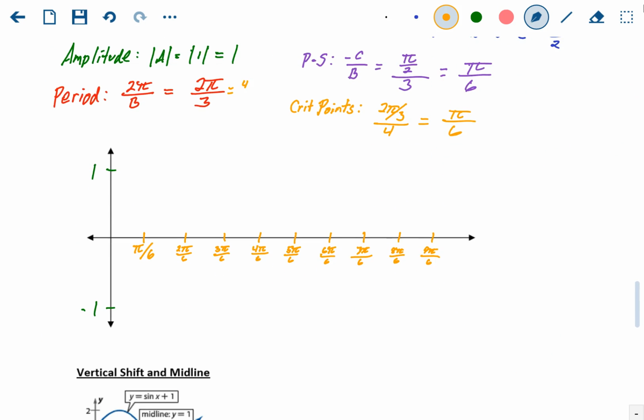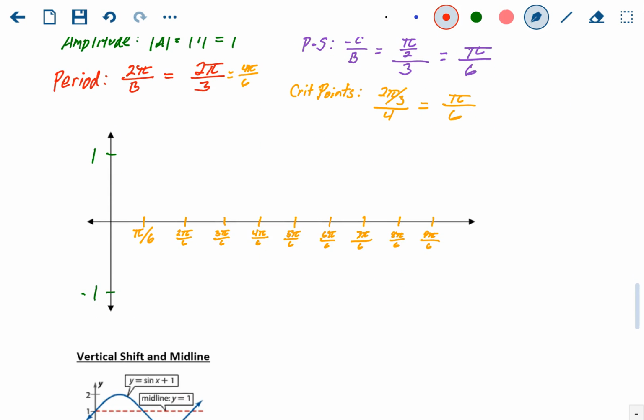It's going to be 2 full periods. And 1 full period is 2 pi over 3, which is also 4 pi over 6. Okay, so every 4 pi over 6, it's going to repeat itself. Now look where we're starting. We're not starting at 0, we're starting at pi over 6 because of that phase shift. Then 4 marks over is going to be the second period, and then 4 marks over is going to be the end.